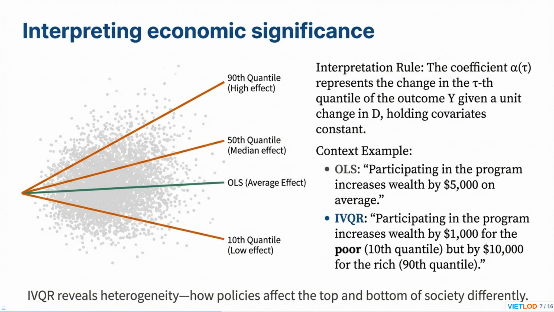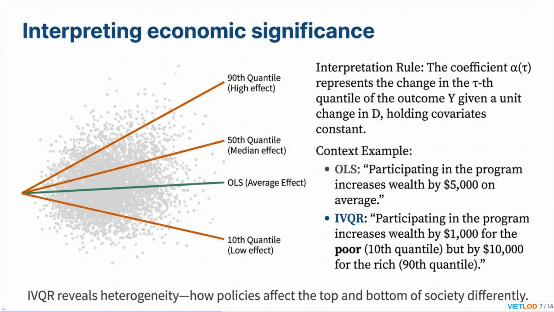The coefficient alpha tau represents the change in the specific quantile of the outcome for a unit change in the endogenous variable. This reveals heterogeneity, showing how a policy might benefit the rich significantly more than the poor.